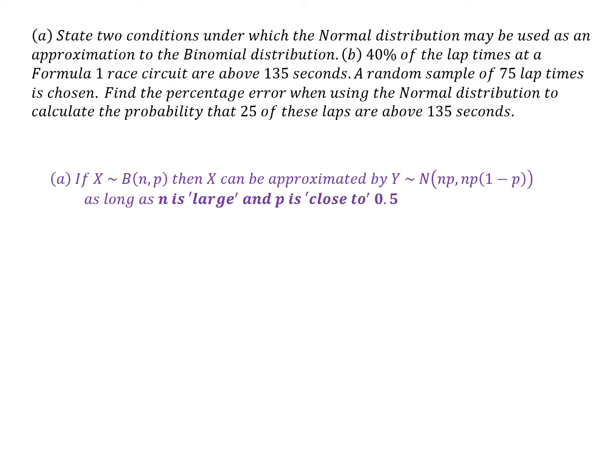0.5. What do we mean by those two things? Well, large, typically the rule of thumb is above 30, and close to 0.5, well, is 0.4 close to 0.5? Is 0.3 close to 0.5? What we say is that the closer the probability is to 0.5, the better the approximation, and the larger the n is, the better the approximation.